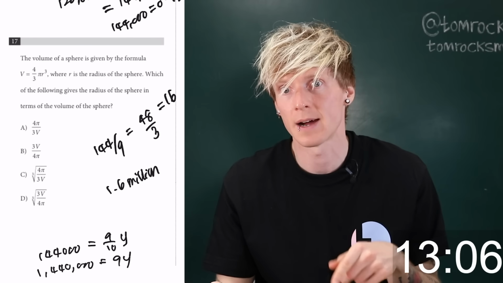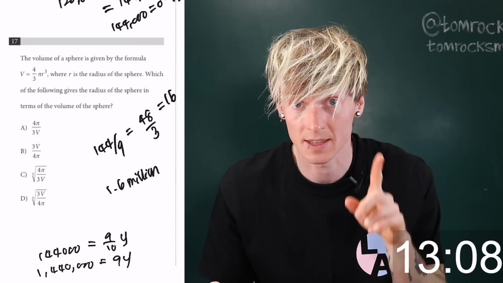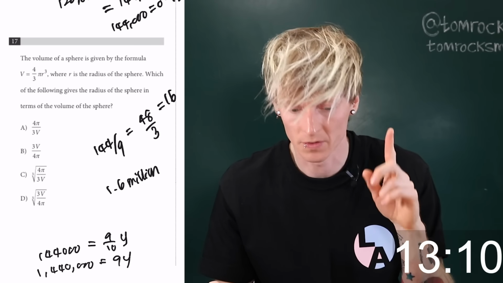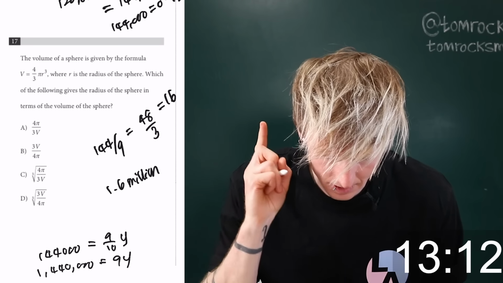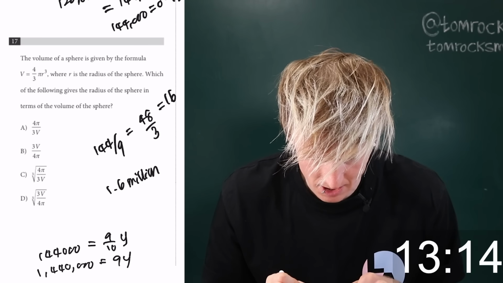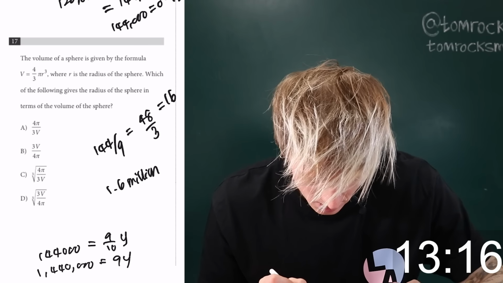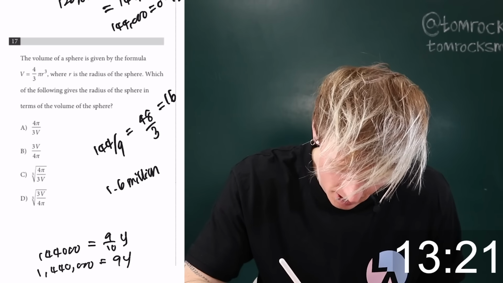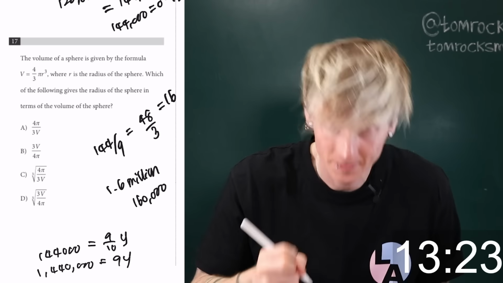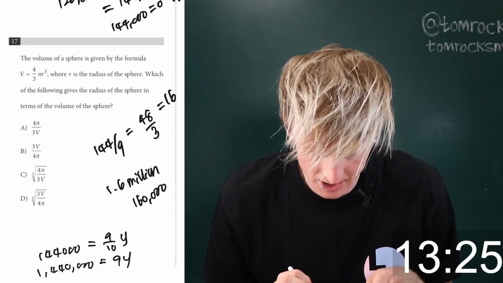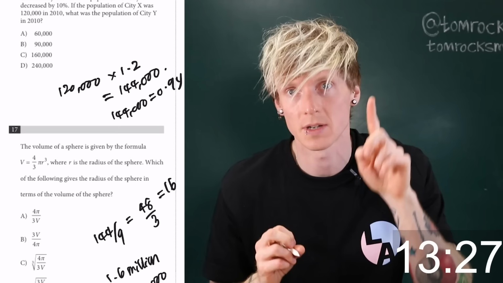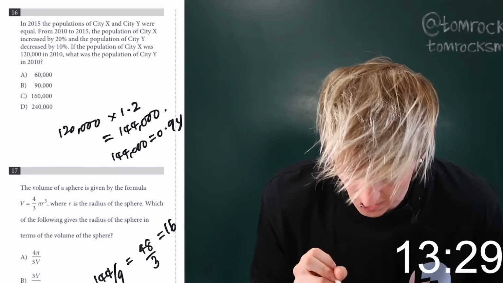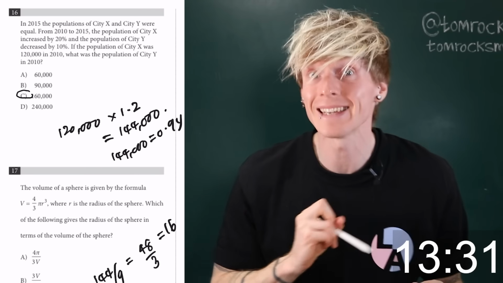And then if it went down by 10%, it would lose 160,000, giving 1.44 million. So 1.6 million, divided by that, is 160,000. It lost 10% to go down to 144,000. So the population there must be C.